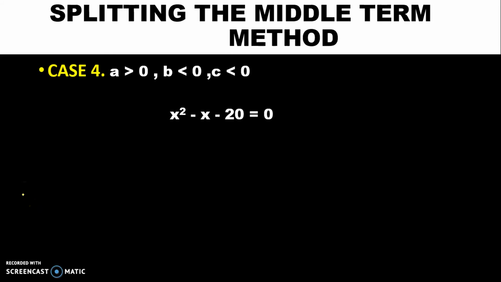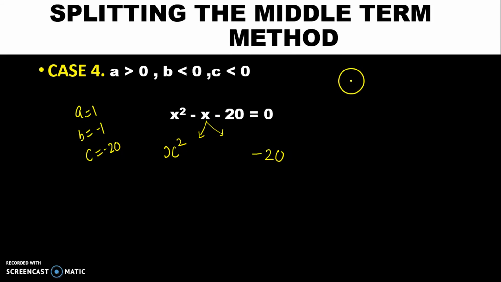Now let's see case number 4. In this case, if you see, we have negative constant term and negative coefficient of x. Here a is 1, b is minus 1 and c is minus 20. Right? So again, we will write first term and the constant term same, that is x square and minus 20. And we will split the middle term.